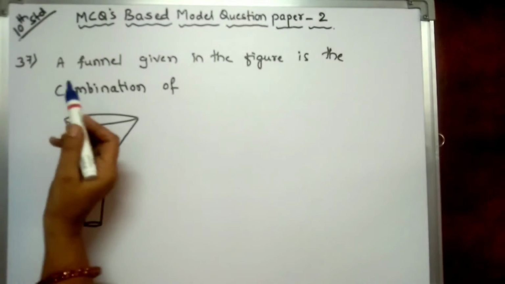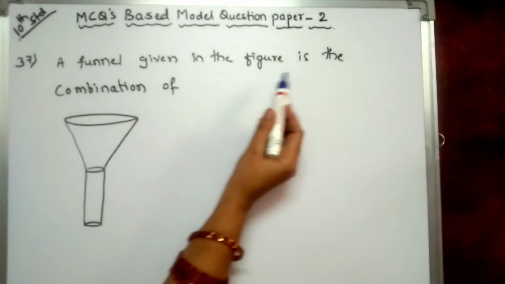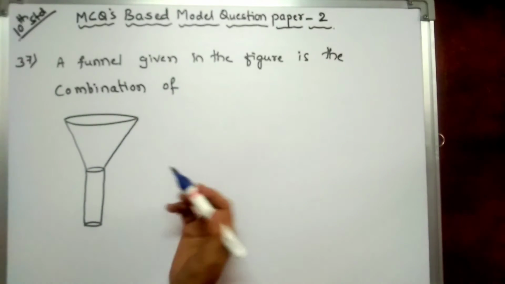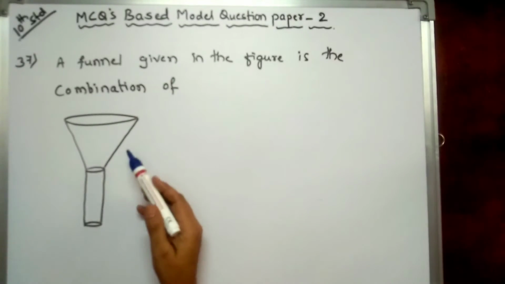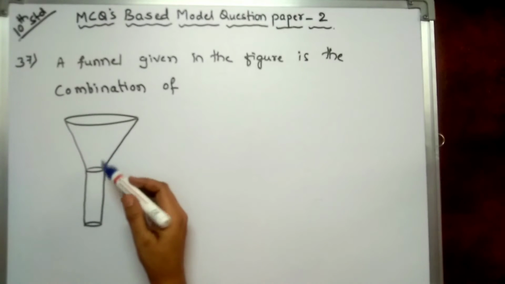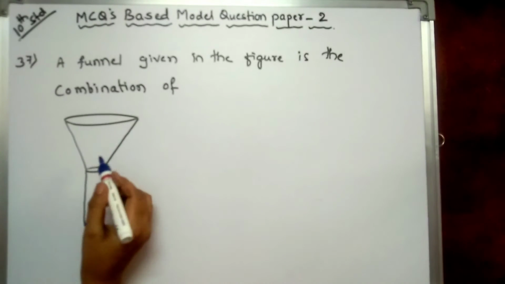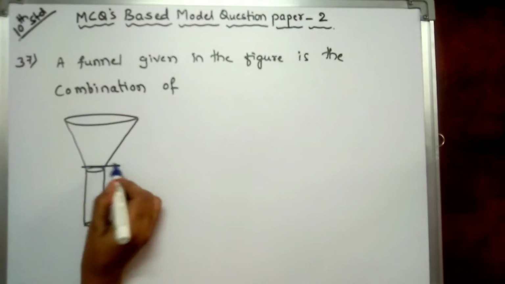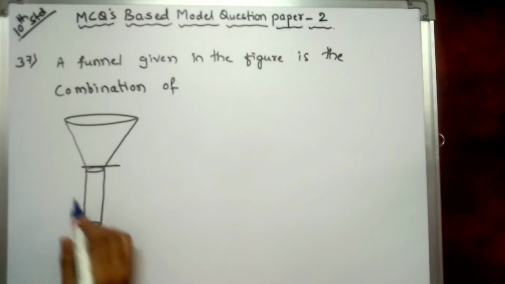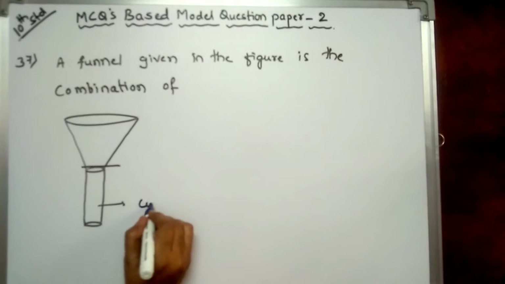Question number 37. A funnel given in the figure is the combination of. So this funnel is prepared by combination of two figures. See, this one figure up to this one figure and up to this one figure. This is the cylinder.